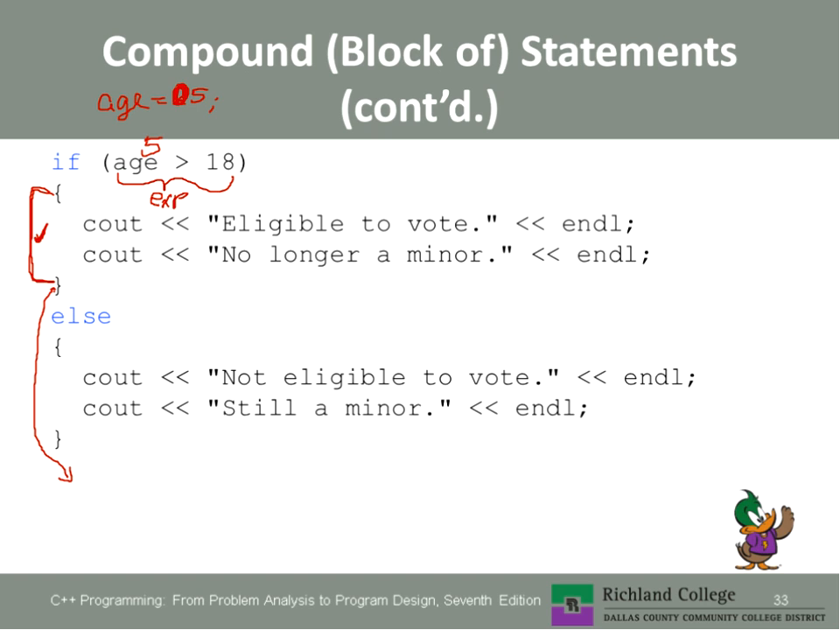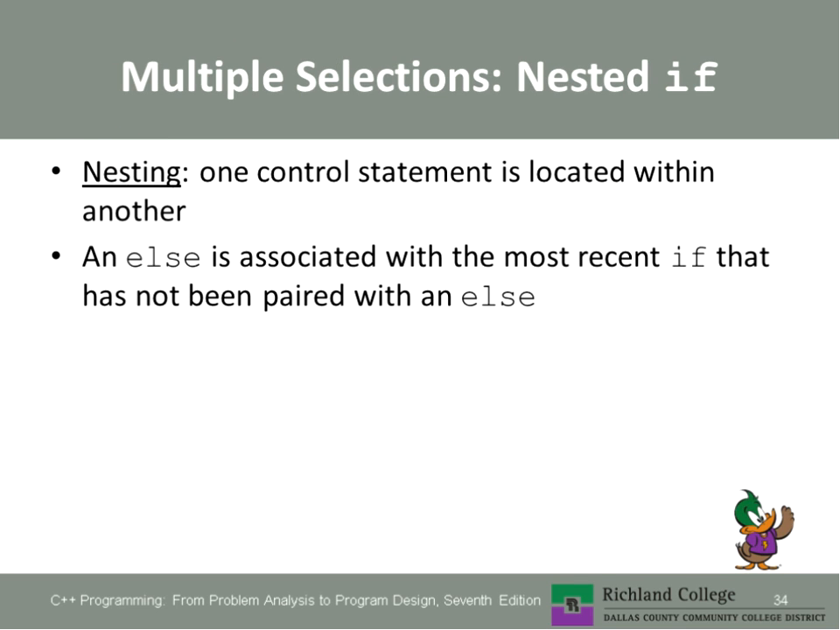Okay, let me change color here. In that case, this code actually jumps down to the else statement, which is the false statement, and anything in between these curly brackets is going to be executed. So now the only thing that you're going to be seeing is not eligible to vote, still a minor. So the true block is going to be skipped over.